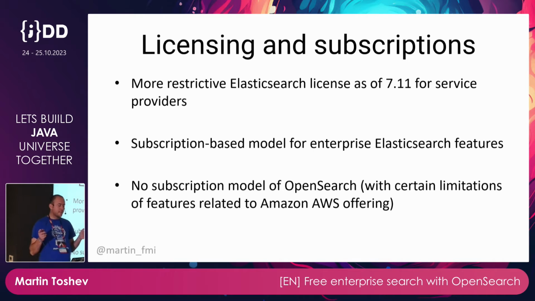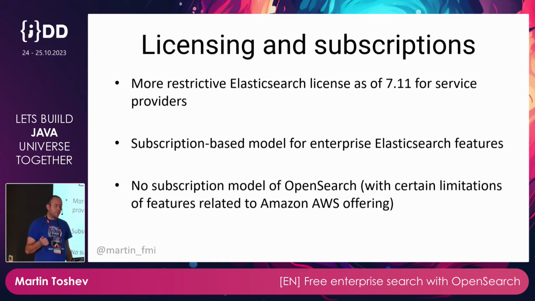In terms of licensing and subscription, as we already mentioned, Elasticsearch has a more restrictive license for service providers. So if you're a service provider that is willing to provide Elasticsearch as a service, and you want to do that with later versions of Elasticsearch after 7.11, you need to carefully consider the Elasticsearch license that's in place. Otherwise, you may consider bringing up OpenSearch as a service.